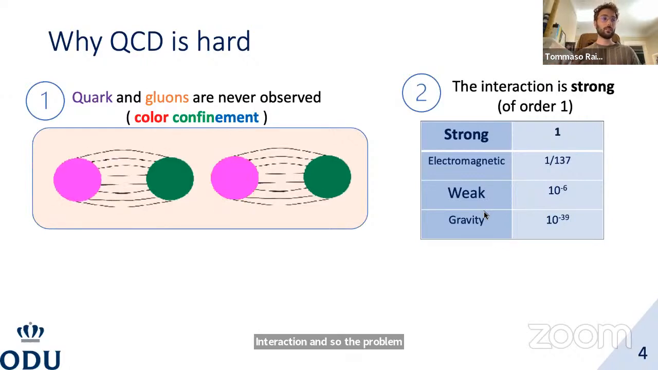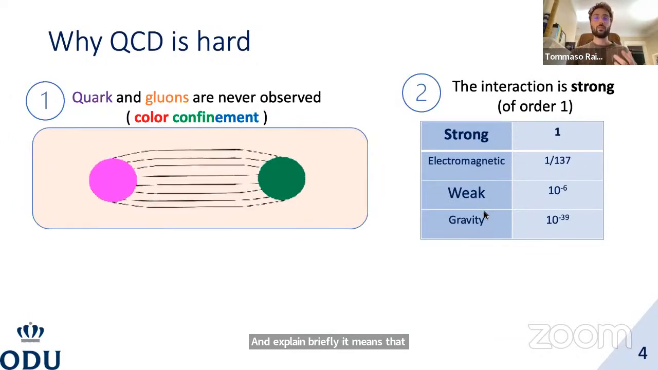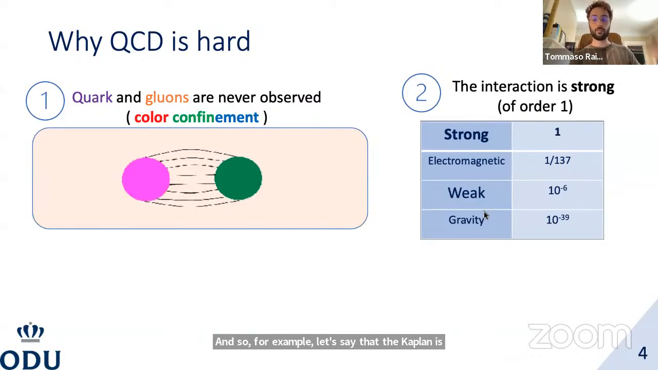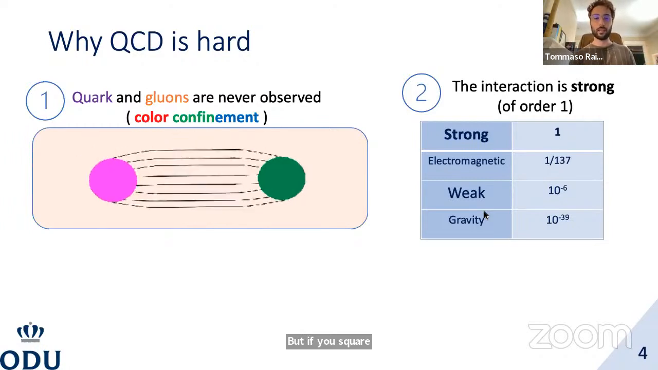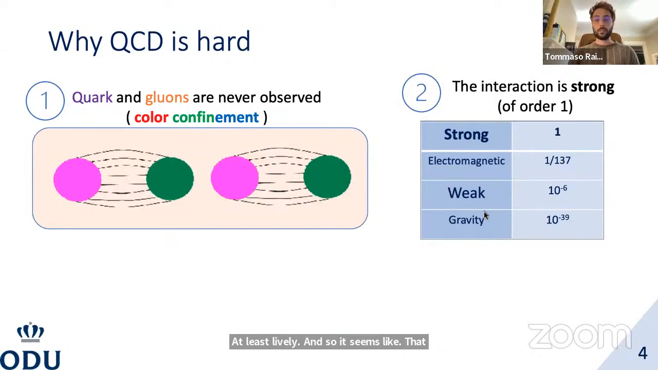And so the problem here is that we as physicists always like to rely on what is known as perturbation theory. Explained briefly, it means that we would like to assume that the strength is relatively small, so that we can find an approximate solution to whatever we want to study, because we express that in powers of that coupling. For example, let's say that the coupling is 1/2. If I square it, it becomes 1/4, and if I square it again, it goes to 0 pretty rapidly. But if you take 1 and multiply it by itself many times, you always get the same answer. And so that means that you cannot neglect anything, really. You cannot truncate your series, at least naively. So it seems like that is a big problem, and it is. We'll see later how we deal with that.